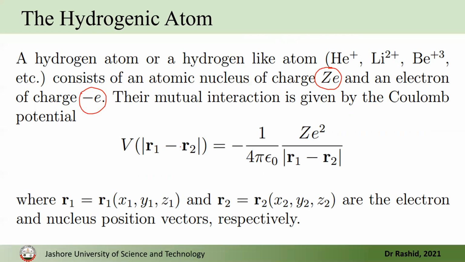So there is the Coulombic potential that only depends on the distance between the electron and the nucleus. That is given with this formula: -1/(4 pi epsilon naught) Z e squared divided by the distance between R1 and R2. Now this is a central potential because the potential only depends on the separation between them. It doesn't depend on the values of R1 and R2 individually. It only depends on the magnitude of the separation of these two. So that's why this is called the central potential.